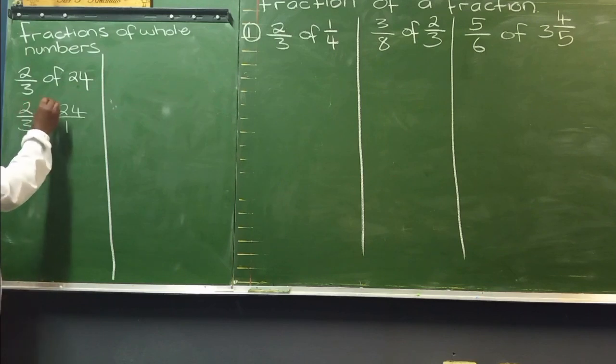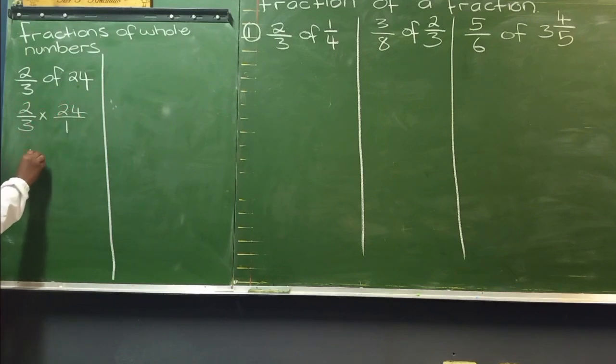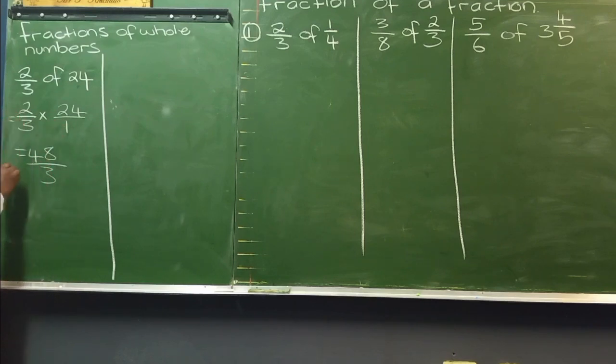So 2 multiplied by 24 gives you 48. 3 multiplied by 1 gives you 3. And now 48 divided by 3 gives you 16.